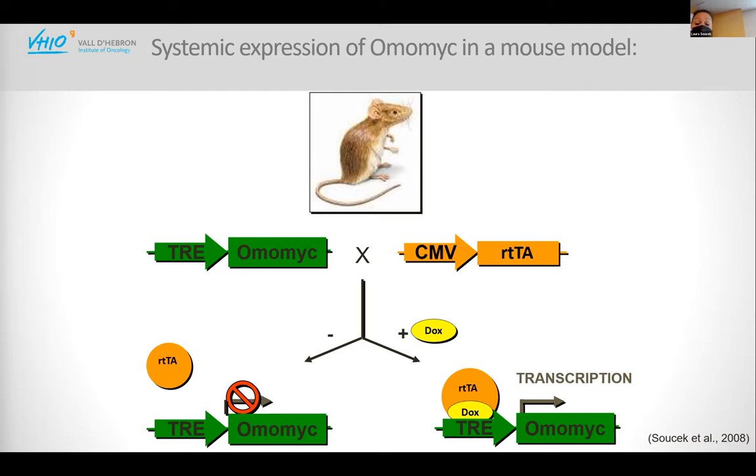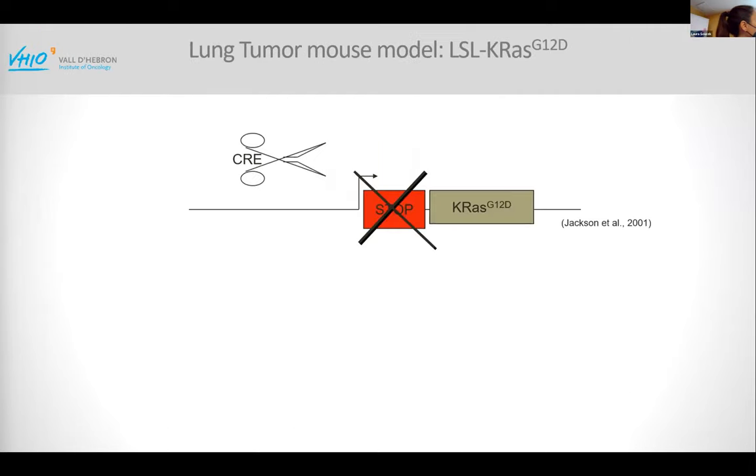So I crossed this mouse with a very well renowned model of lung tumorigenesis, the LOX-STOP-LOX-KRAS G12D model created by David Tuveson in Tyler Jacks' lab. This model is basically a knock-in model. So the endogenous KRAS is replaced by this constitutively active KRAS, because it has the G12D mutation that you are very familiar with. But it's preceded by a stop cassette that can be removed by Cre recombinase.